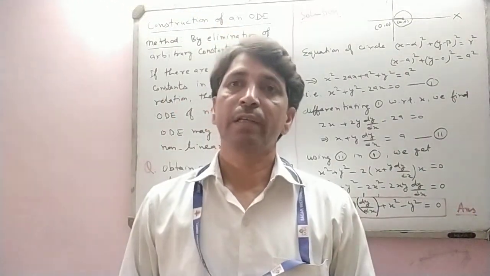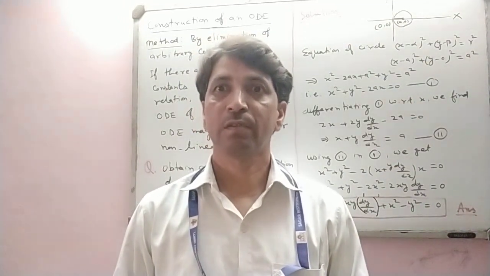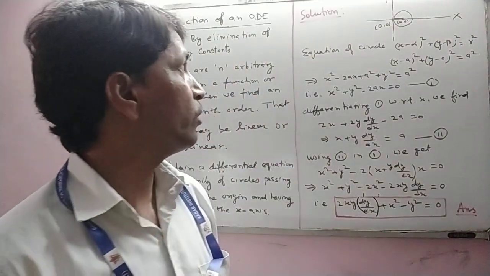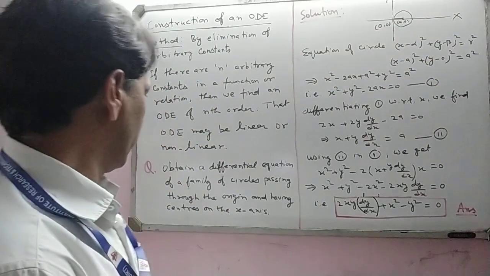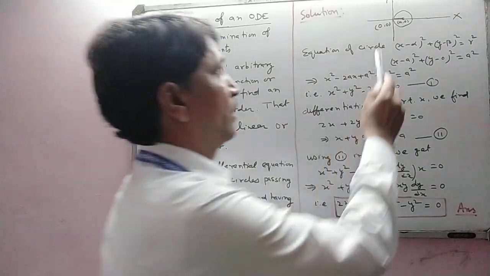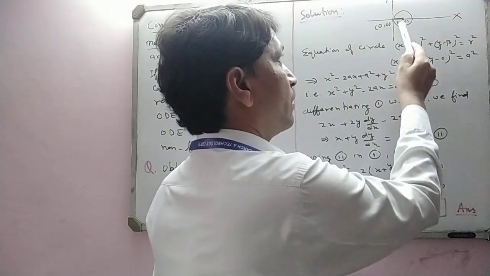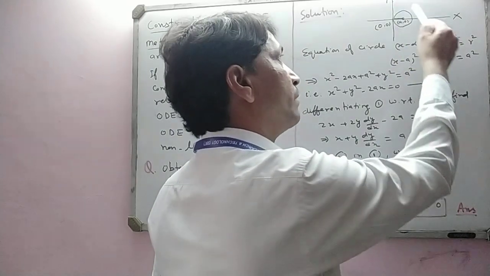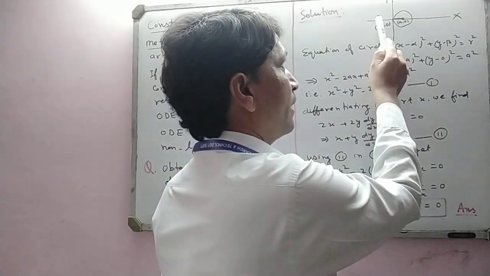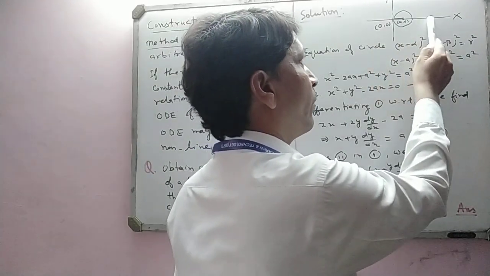Already you studied in class 11th or 12th about circles and their properties. According to the question, a family of circles passing through the origin. This is the x-axis, this is the y-axis, this is the origin. The circle passes through the origin and its center lies on the x-axis. Points on the x-axis may be here, here, here, anywhere.